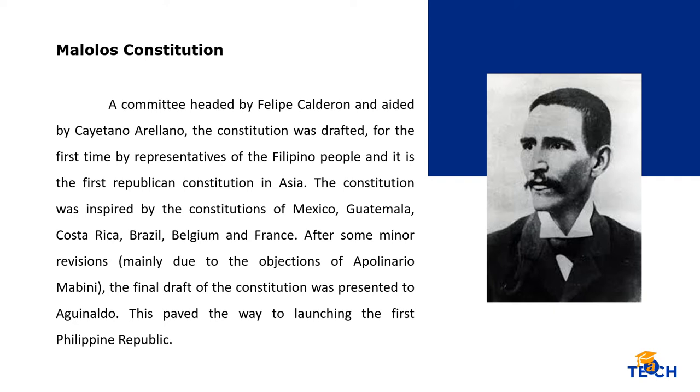The Malolos Constitution. A committee headed by Felipe Calderon and aided by Cayetano Arellano drafted the Constitution for the first time by representatives of the Filipino people, and it is the first Republican Constitution in Asia. The Constitution was inspired by the constitutions of Mexico, Guatemala, Costa Rica, Brazil, Belgium, and France. After some minor revisions, mainly due to the objections of Apolinario Mabini, the final draft of the Constitution was presented to Aguinaldo. This paved the way to launching the first Philippine Republic.